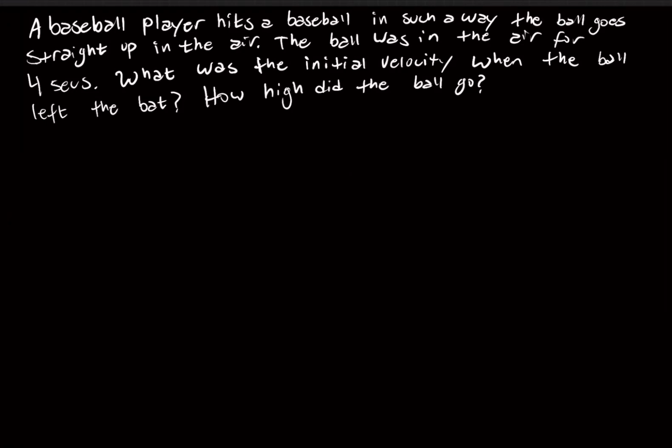A baseball player hits a baseball in such a way the ball goes straight up in the air. The ball was in the air for 4 seconds. What was the initial velocity when the ball left the bat, and how high did the ball go?